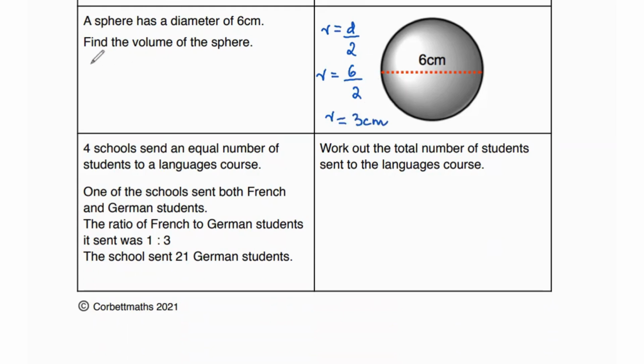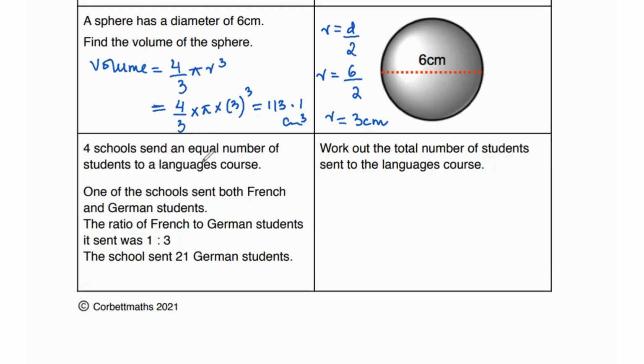Then volume has the formula of 4 over 3 pi r cubed. As you can see, the only unknown in this equation is r, which we've already found. So you just replace r with 3 and plug this in the calculator. What you should get is 113.1 centimeters cubed. That's the volume of the sphere.